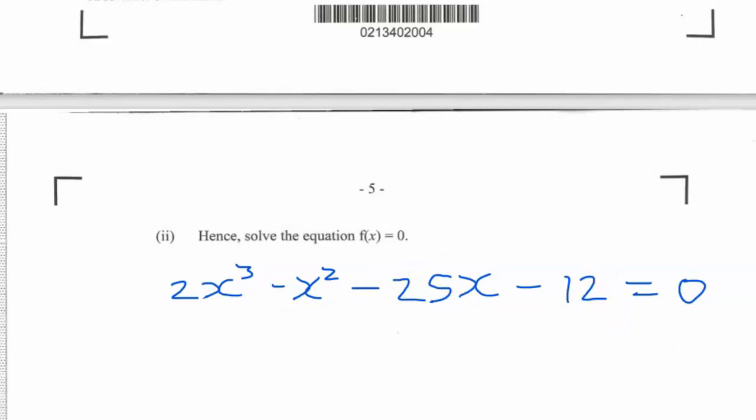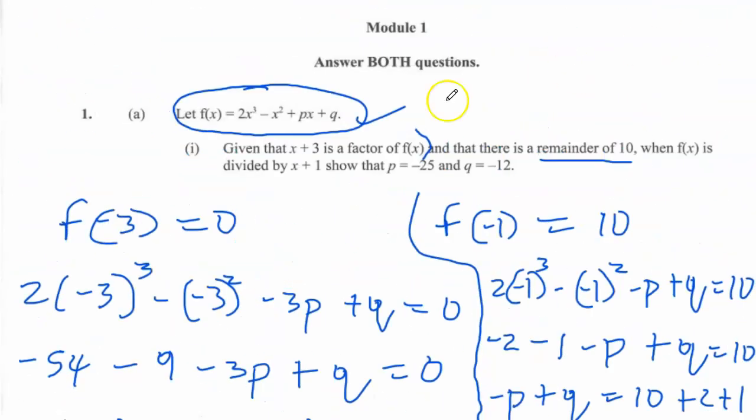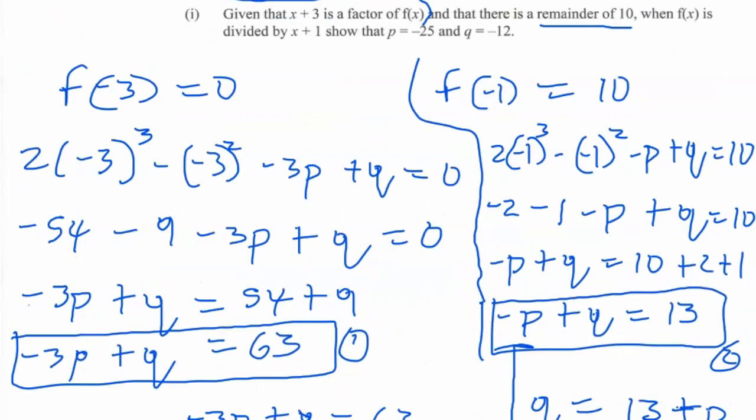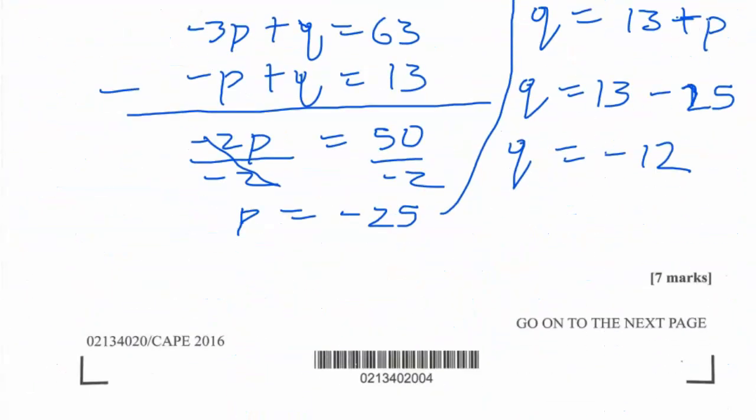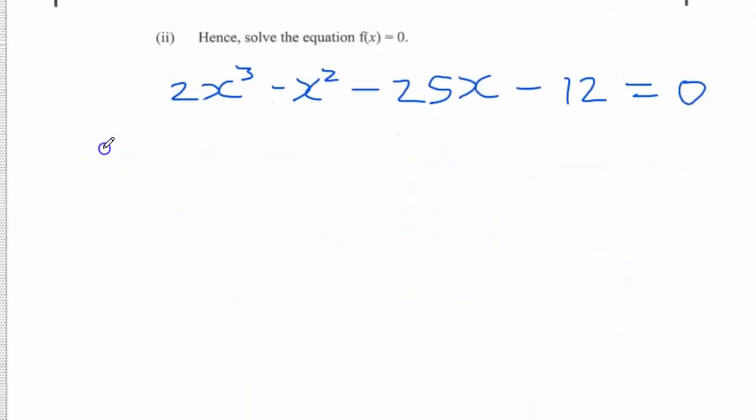Now we are told, just recall, that x plus 3 is a factor. So we can use long division or synthetic division to get the other factors. Let me use long division. Alright, so x plus 3, we're going to divide it into f of x.